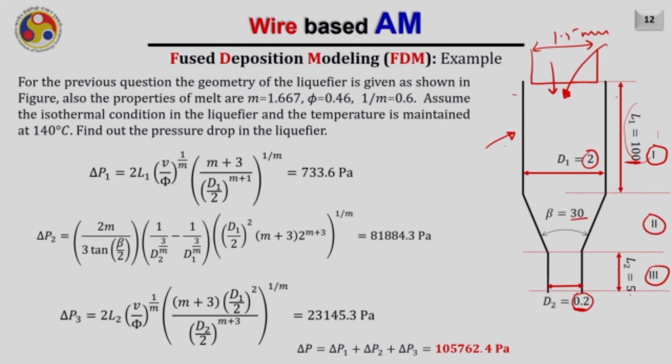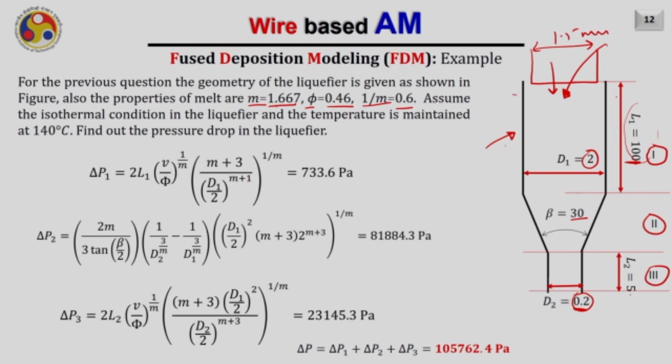It is also given that the properties of the melt are m equals 1.667, that is the flow exponent, and the fluidity phi equals 0.46. Of course, if m equals 1.667, 1 upon m will be 0.6, that will help us in calculating the value quickly.